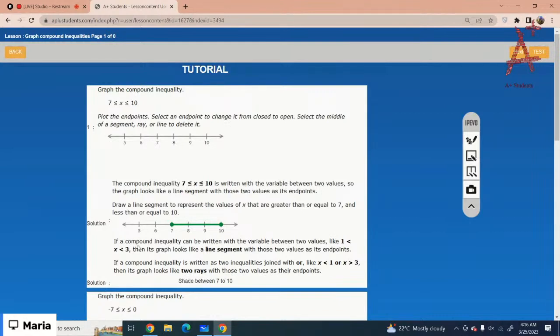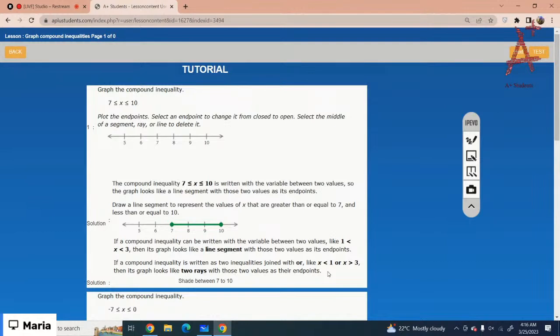Got it? If a compound inequality can be written with a variable between two values, like 1 is less than x is less than 3, then its graph looks like a line segment with those two values as its endpoints. If a compound inequality is written as two inequalities joined by or, like x is less than 1 or x is greater than 3, then its graph looks like two rays with those two values as their endpoints. So here it is a line segment between 7 and 10. Got it?